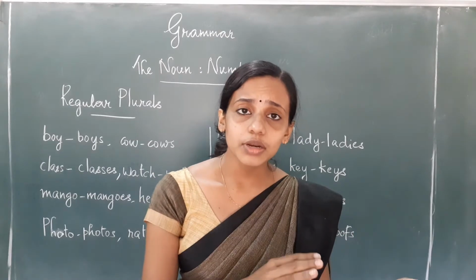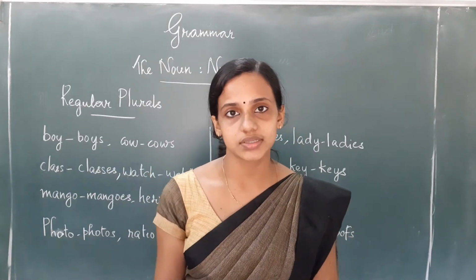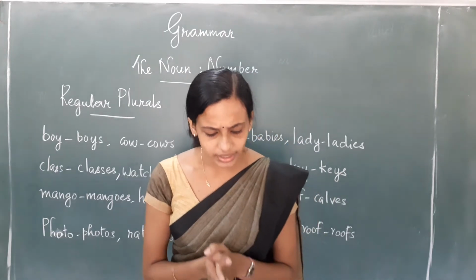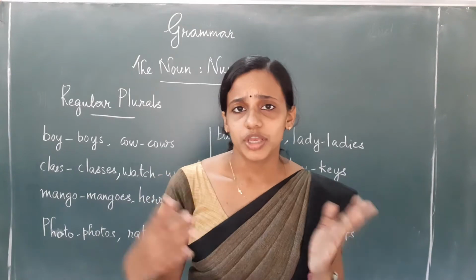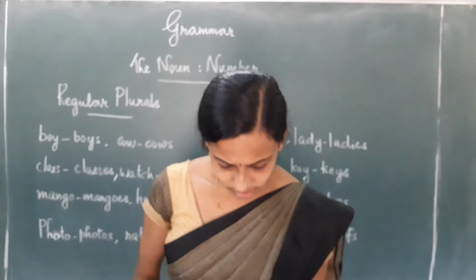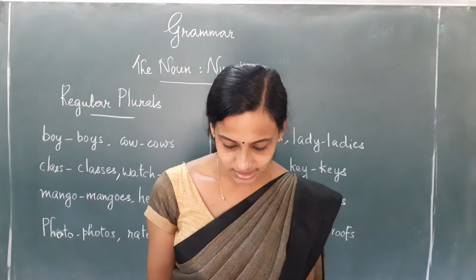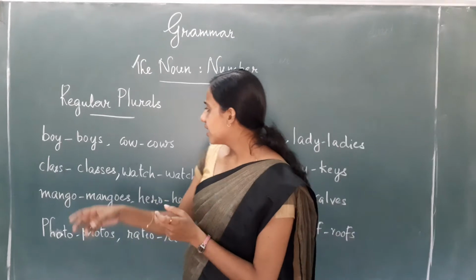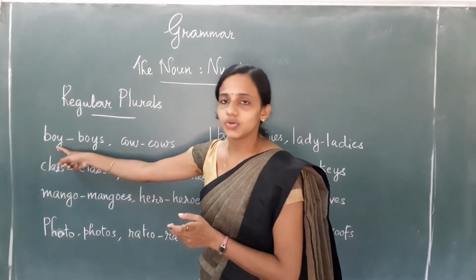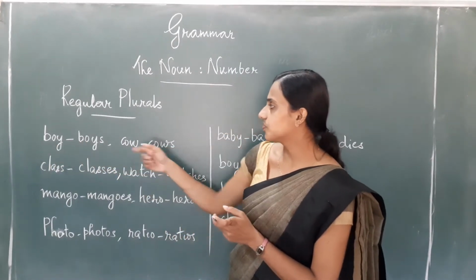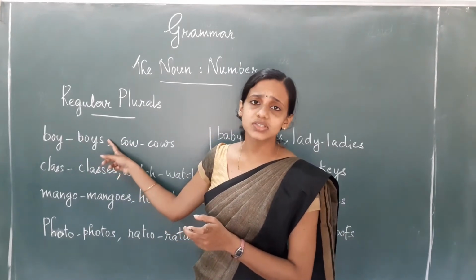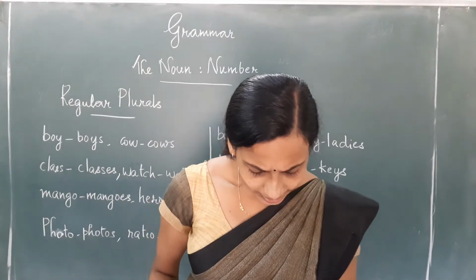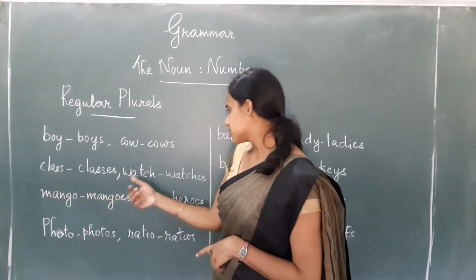There are regular plurals and irregular plurals. Two kinds of plurals are there, regular and irregular. And the regular plurals, you look: boy, boys, cow, cows, duck, ducks, fan, fans, hen, hens, book, books, pencil, pencils. Here we are adding S to the singular noun. Boy, boys, cow, cows. We are only adding an S to the noun. Is it clear?